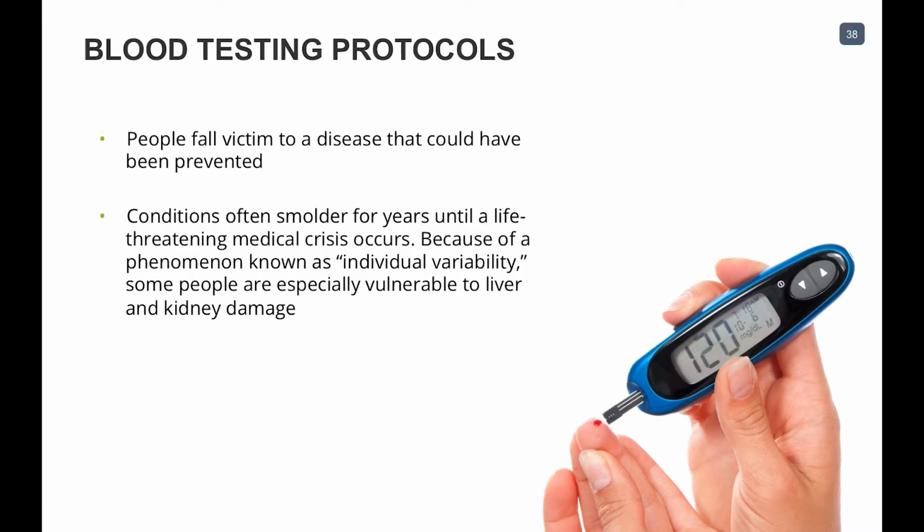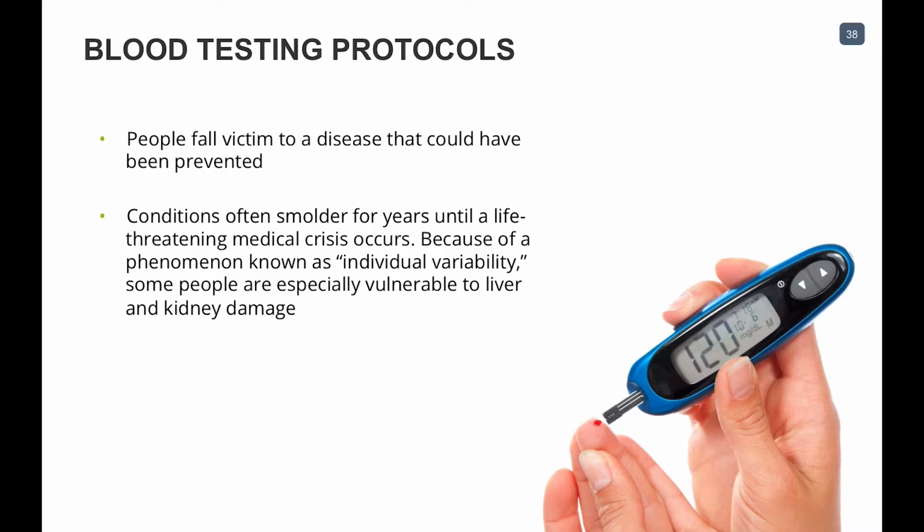Now, too often people fall victim to a disease that could have been prevented if their blood had been tested at least once a year. For instance, we know that prescription drugs can cause liver and kidney problems, but other factors such as alcohol, over-the-counter drugs, excess niacin, hepatitis C, these can make a person susceptible to liver or kidney damage. These conditions often smolder for years until a life-threatening medical crisis occurs.